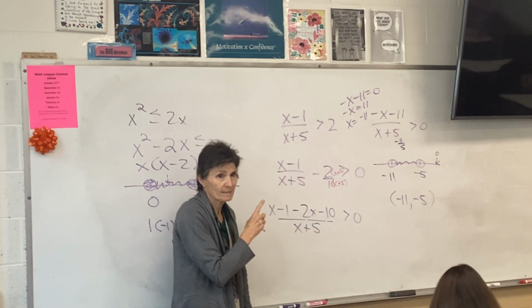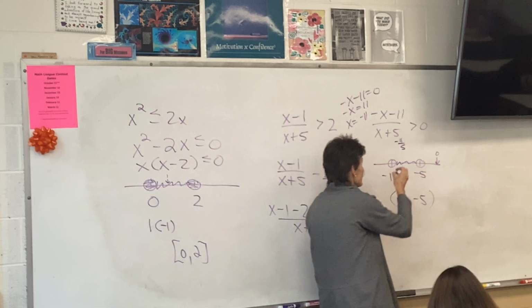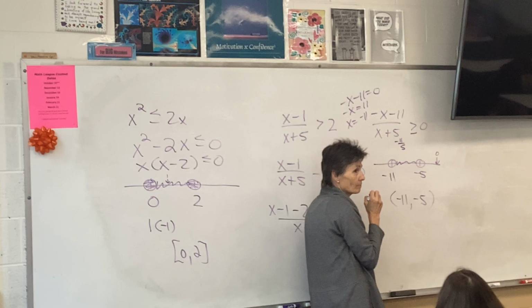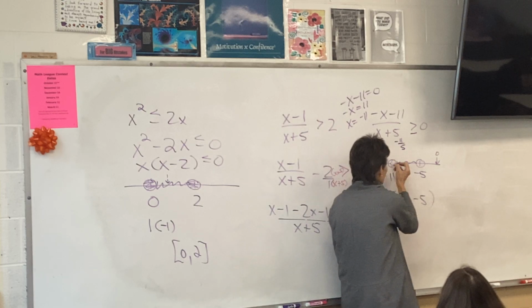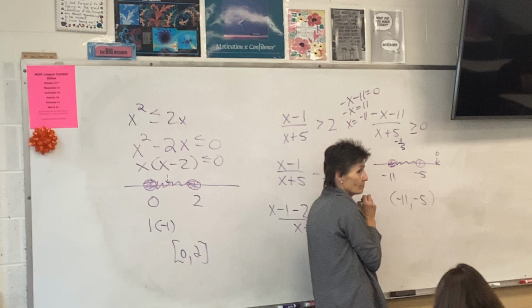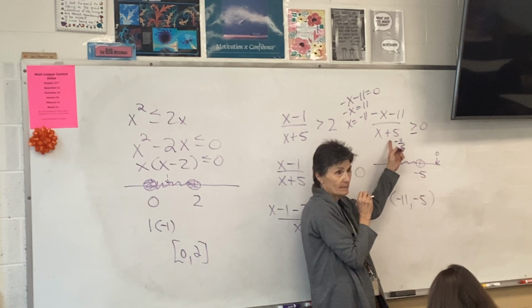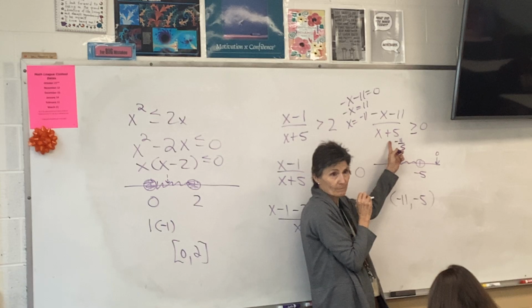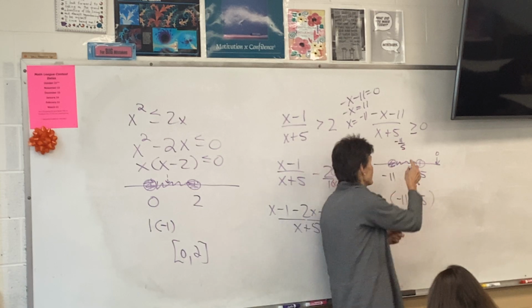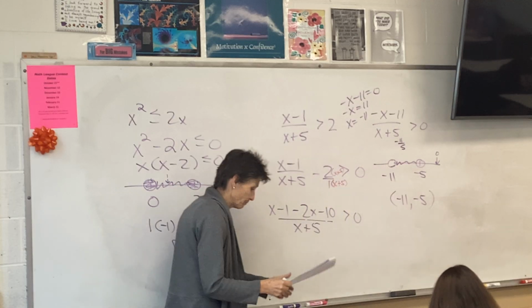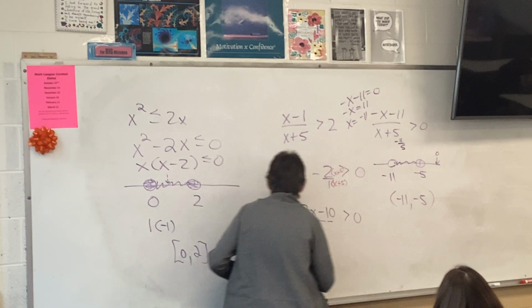This is the kind that if this had been an or equal to, we would color in the -11, but never, ever, ever color in the denominator number, right? Okay, it wasn't. Okay. All right, perfect. All right, C.